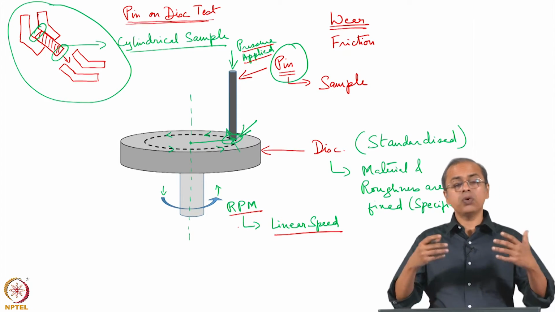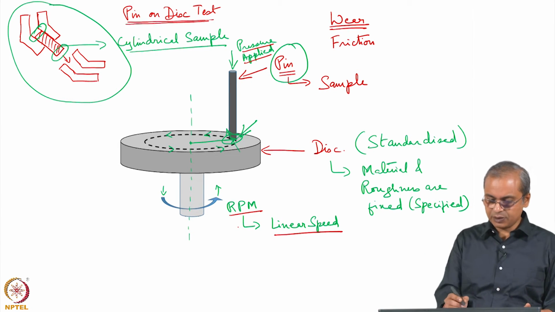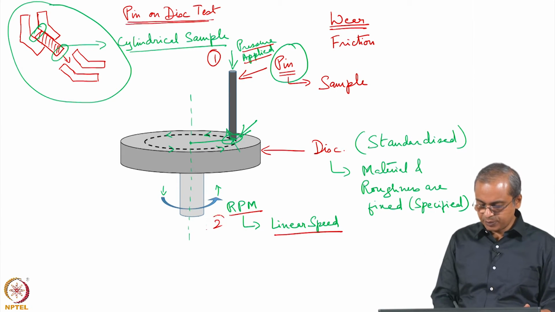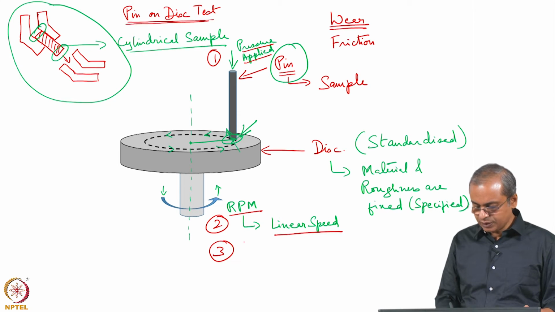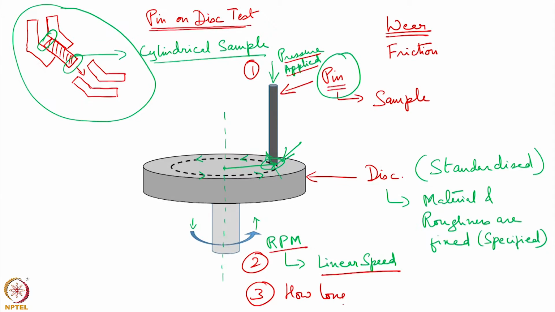You can also specify how long the test happens. So, this is one thing you can specify, this is another thing you can specify. The third thing is how long the test is carried out. Now, how long the test is carried out is something that we will get as a time element, right. So, you will get that as t, time. You can use it as time, but usually it is much more useful to convert how long the test is carried out to another parameter, which is distance.